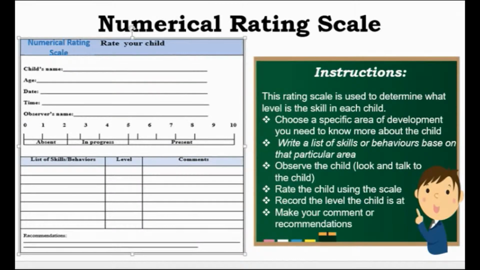For instance, we might ask a child to say her ABC, and she might stumble out of the 26. According to how many she repeated, we can use the scale to determine what level she's at. After using the scale to determine, we write down what level the child is, and then we can record our comments to give further details.